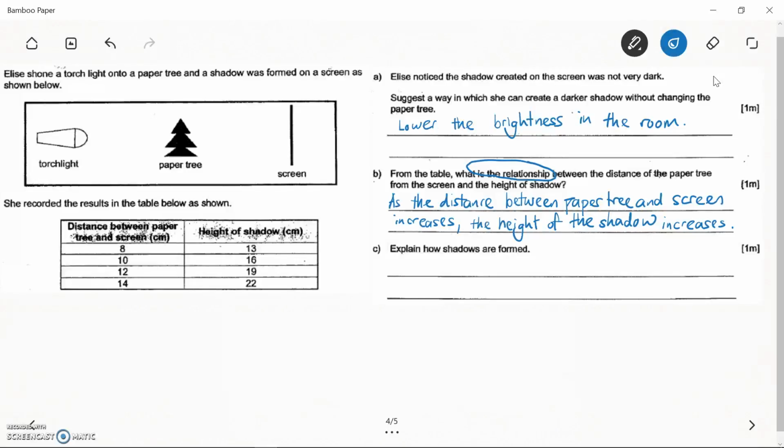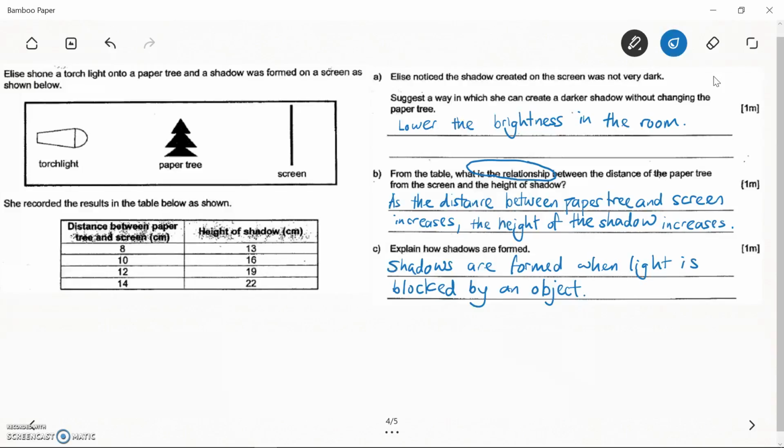Explain how shadows are formed. Now, this is a 1-mark question. So you need to explain shadows are formed when light is blocked by an object. Okay, it is blocked, that's why you have a shadow.